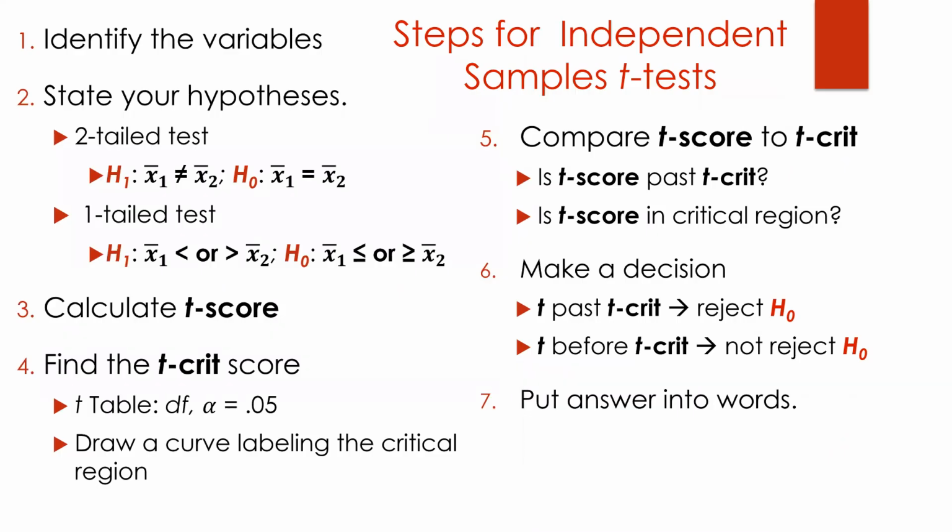So we have the same 7 steps for the t-test. In fact, the steps are the same in every single t-test. The only thing that would be different is how we would calculate our t-score, but everything else is identical here.